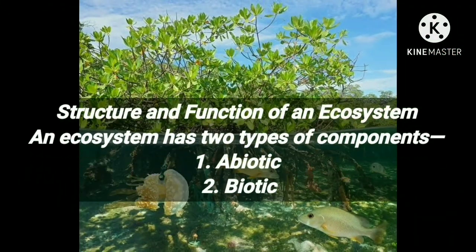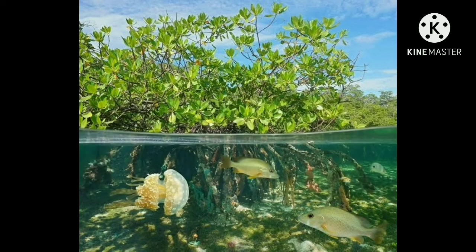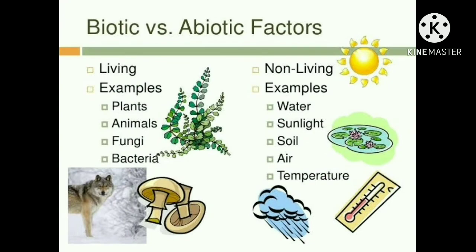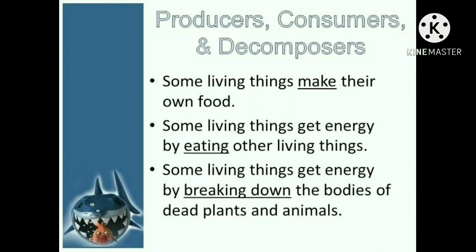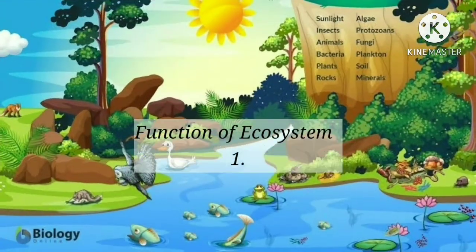Structure and function of an ecosystem. An ecosystem has two types of components, biotic and abiotic. Here are some examples of biotic and abiotic factors. Abiotic components include sunlight, water, temperature, chemicals, proteins, carbohydrates, and minerals. Biotic components are producers, consumers, and decomposers. Some living things make their own food. Some living things get energy by eating other living things. Some living things get energy by breaking down the bodies of plants.